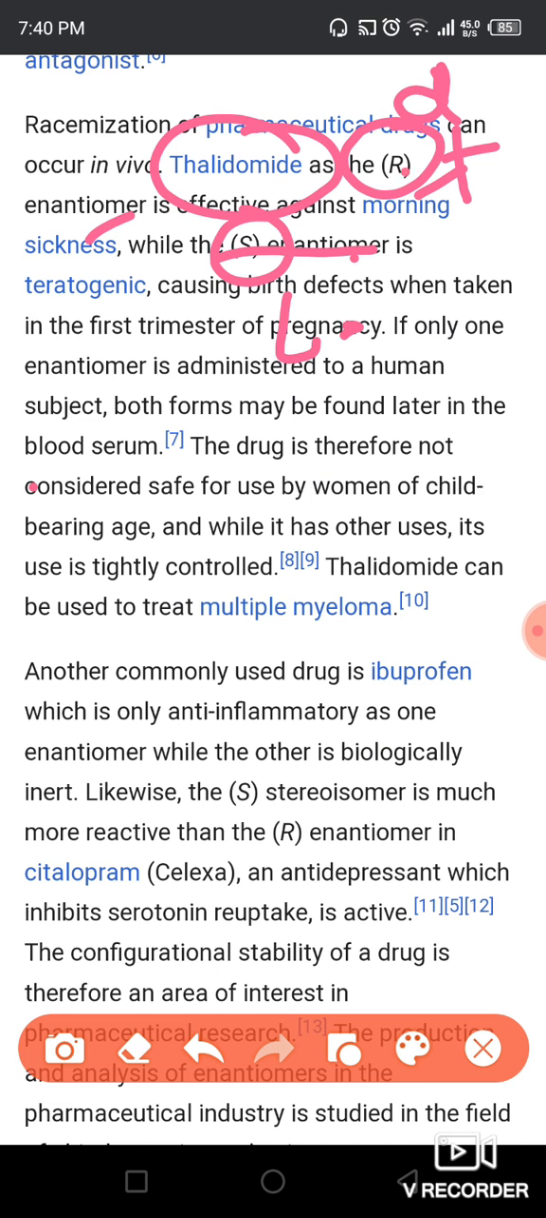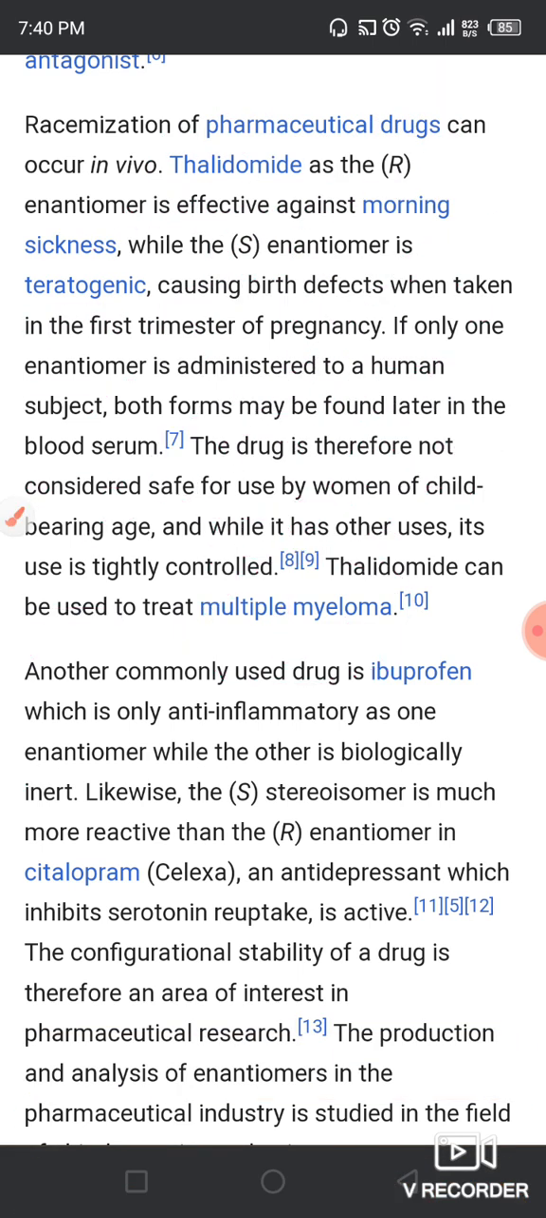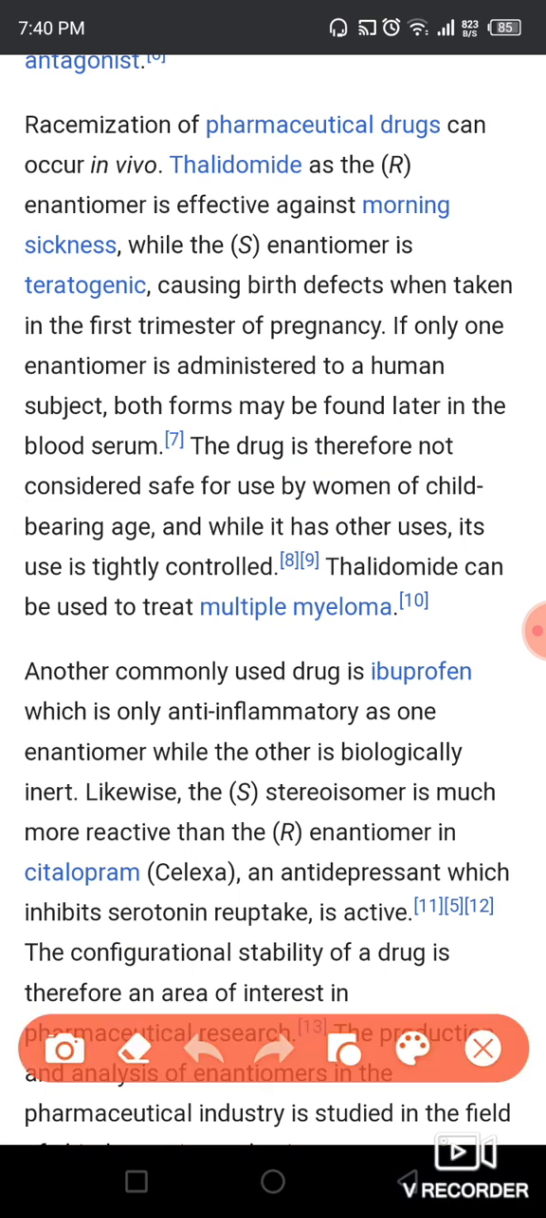So D isomer of thalidomide is used against morning sickness, to treat the morning sickness, and its L form is used to treat teratogenic disease, causing defects when taken in the first trimester of pregnancy. Okay, so now you see, अब वन ड्रग, ठीक है, वो एक ही ड्रग है, बस उसके डिफरेंट आइसोमर्स डिफरेंट डिजीजेस को ट्रीट कर रहे हैं. सो अब आपको पता लगा कि रेसिमाइजेशन की क्या इंपॉर्टेंस है. सो एक दफ़ा फिर मैं आपको इसकी रिवाइज करवा देती हूँ.